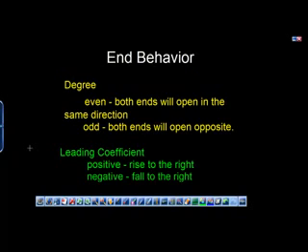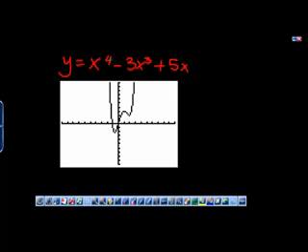The first is the degree. Is it even or odd? Our degree is here, and that is even. So that means that both ends will open in the same direction, which we see it does here.